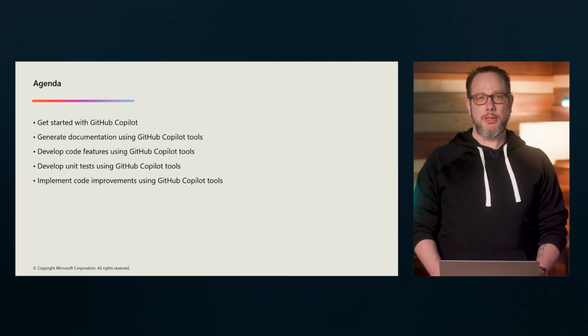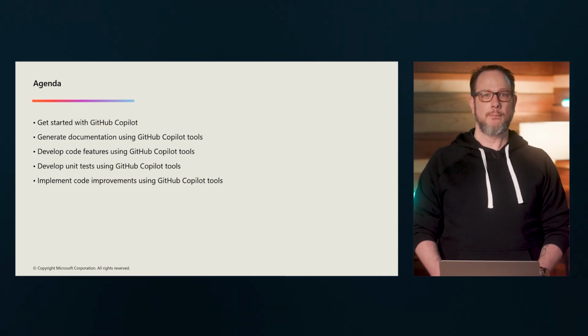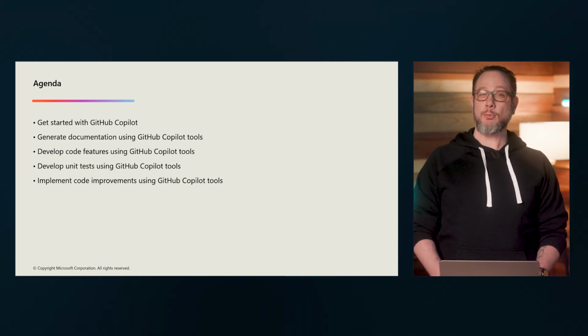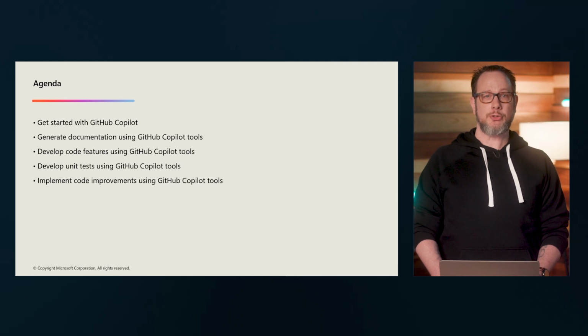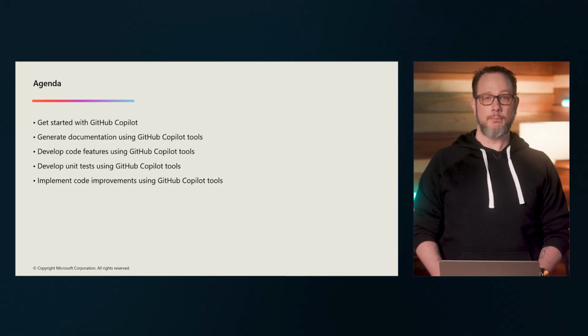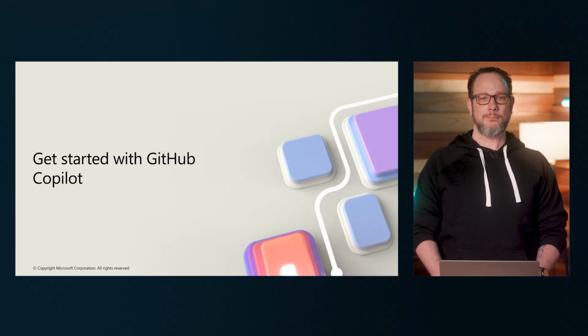Then obviously the biggest part is going to be the actual developing coding features, which means that now GitHub Copilot is going to become your pair programming friend. And then in the other 2 modules, we're going to cover developing unit testing, one of the more challenging tasks for developers, I would say, and then closing with talking about implementing code optimization and code improvements. So with that, let's get started with the first module, getting started with GitHub Copilot.